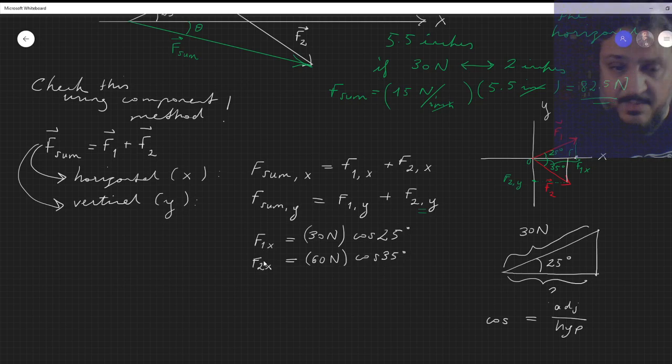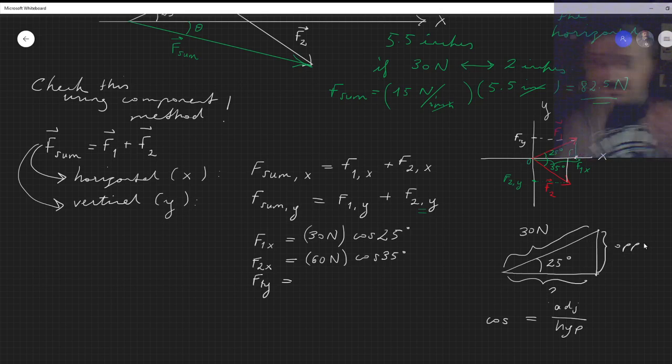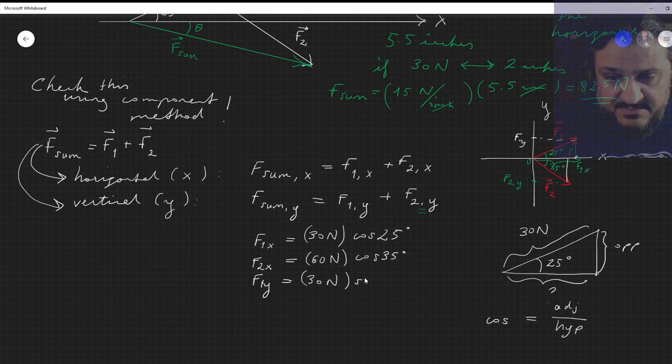Alright. What about the y components? F1y right there, this is what we want to find. F1y corresponds to the side opposite. If we're now talking about the opposite side, it has to be associated with the sine of that angle. Opposite divided by hypotenuse gives me sine. Therefore, the opposite side is equal to the hypotenuse times the sine of the angle. So 30 newtons times sine 25 degrees.